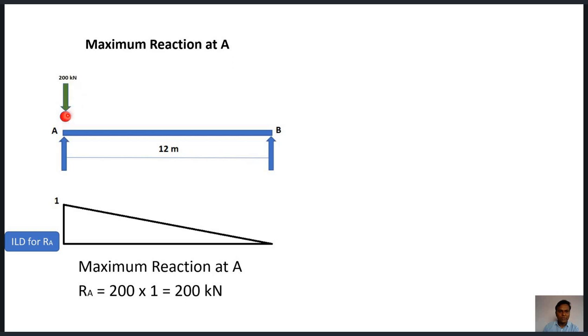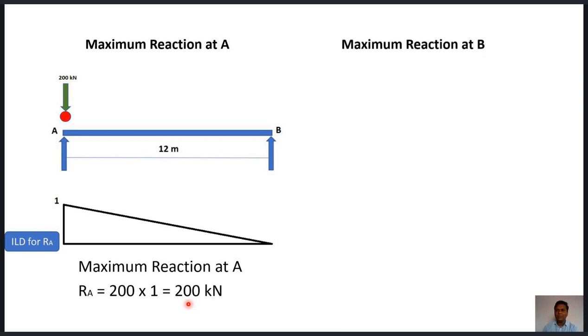If you place this 200 kilonewton other than at point A, then what will happen? If you see the ordinates of this diagram, they keep decreasing from 1 to 0. So other than at point A, everywhere you will find the ordinate is less than 1. Hence if you place the 200 kilonewton anywhere other than point A, you will get less reaction. So only for this particular position of the point load of 200 kilonewton will you get the maximum reaction at A, which is equal to 200 kilonewton in this case.